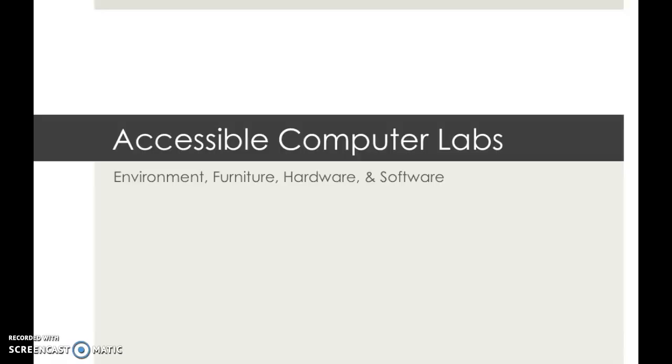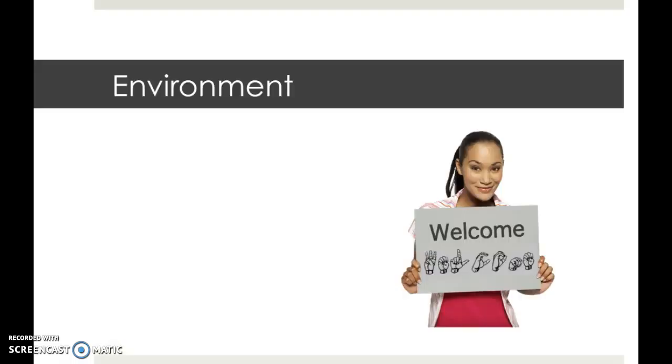We're going to take a look at some essential elements for an accessible lab in K-12 schools focusing on environment, furniture, hardware, and software. First, you want your lab to be welcoming with staff who are knowledgeable about technologies and how students can use assistive technologies. They should be responsive to students' needs and know which technologies fit with each need.